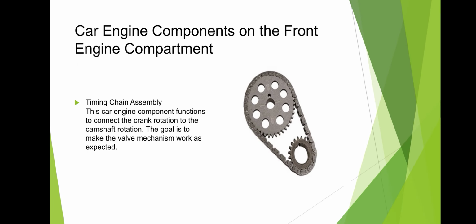Next, car engine components on the front engine compartment. This is the timing chain assembly. This car engine component functions to connect the crank rotations to the crankshaft rotations. The goal is to make the valve mechanism work as expected.